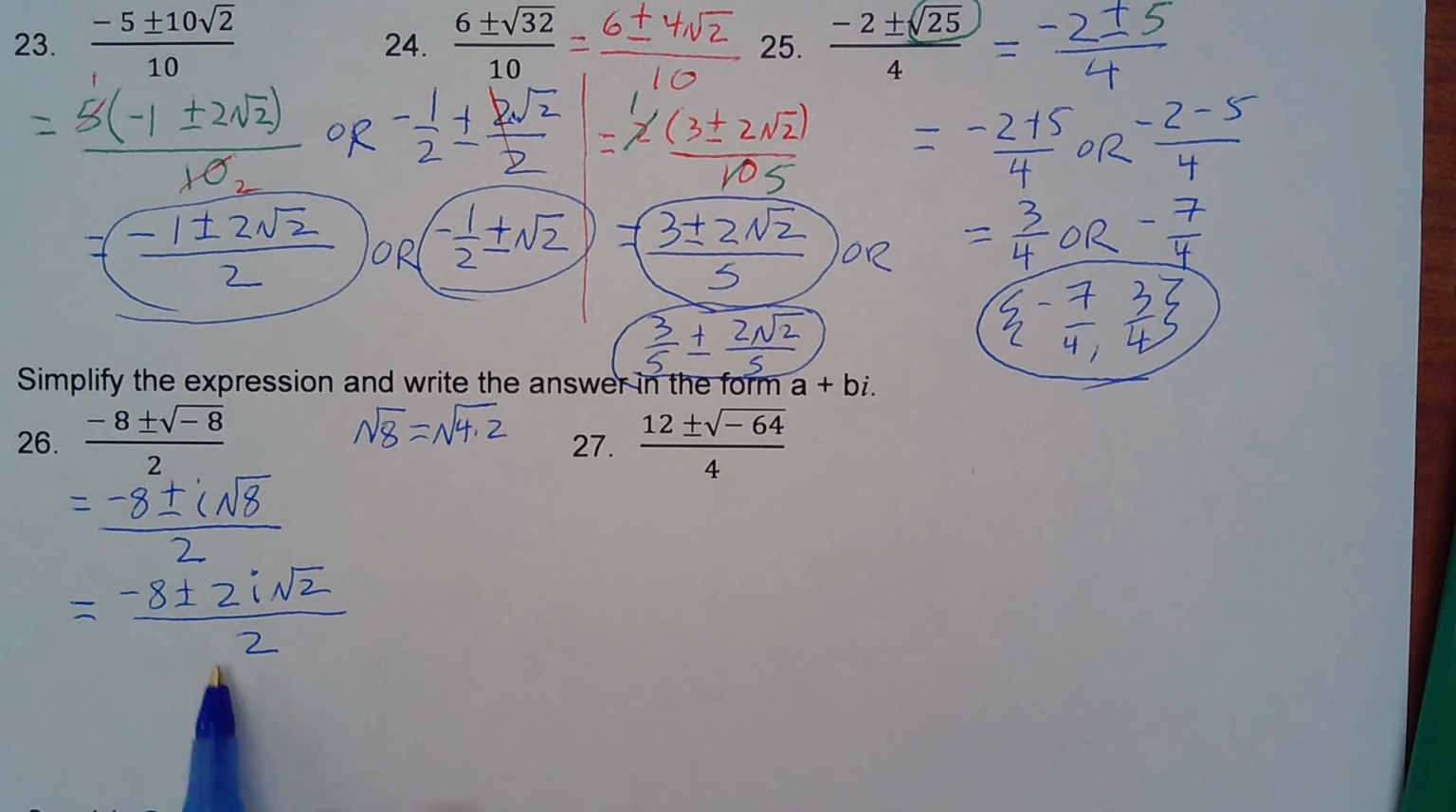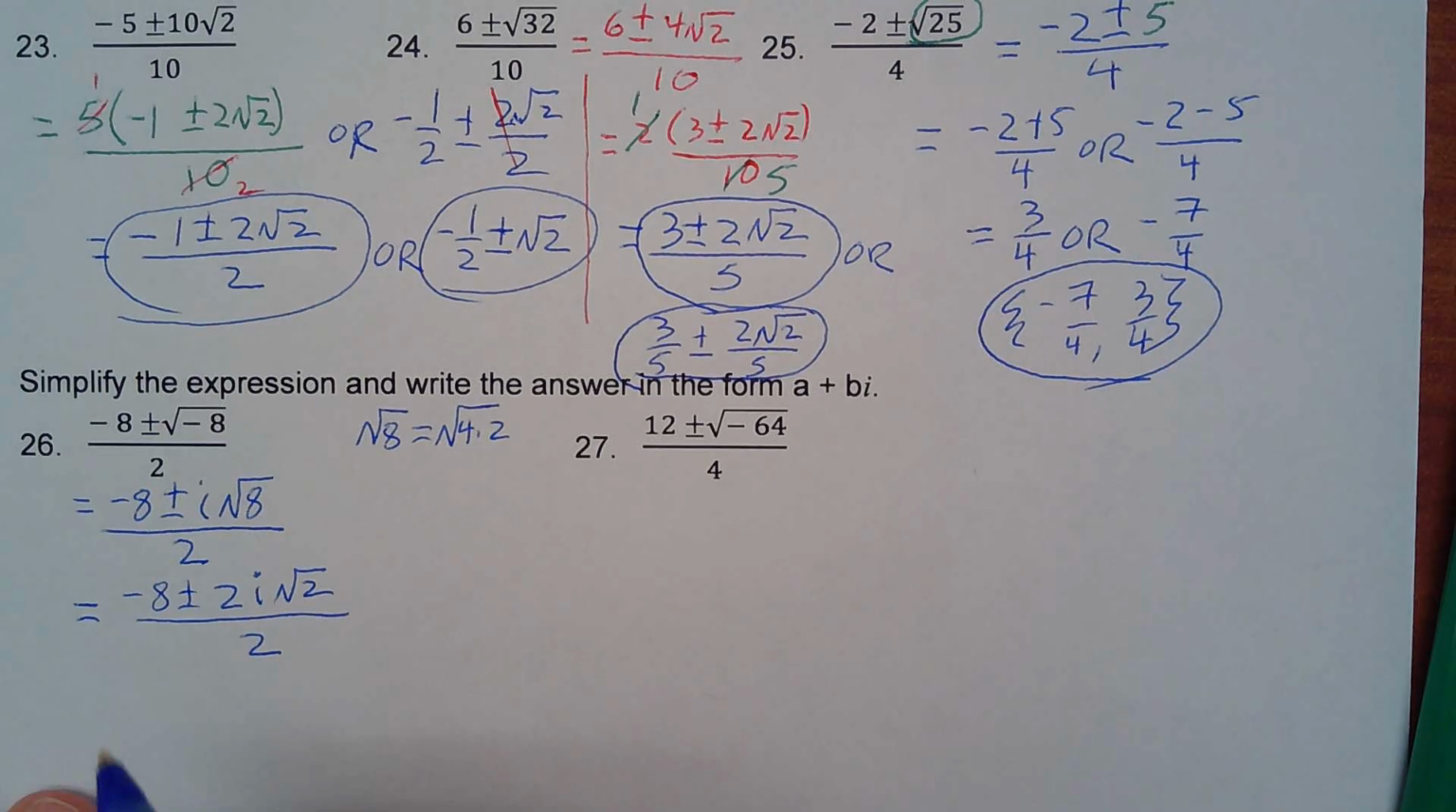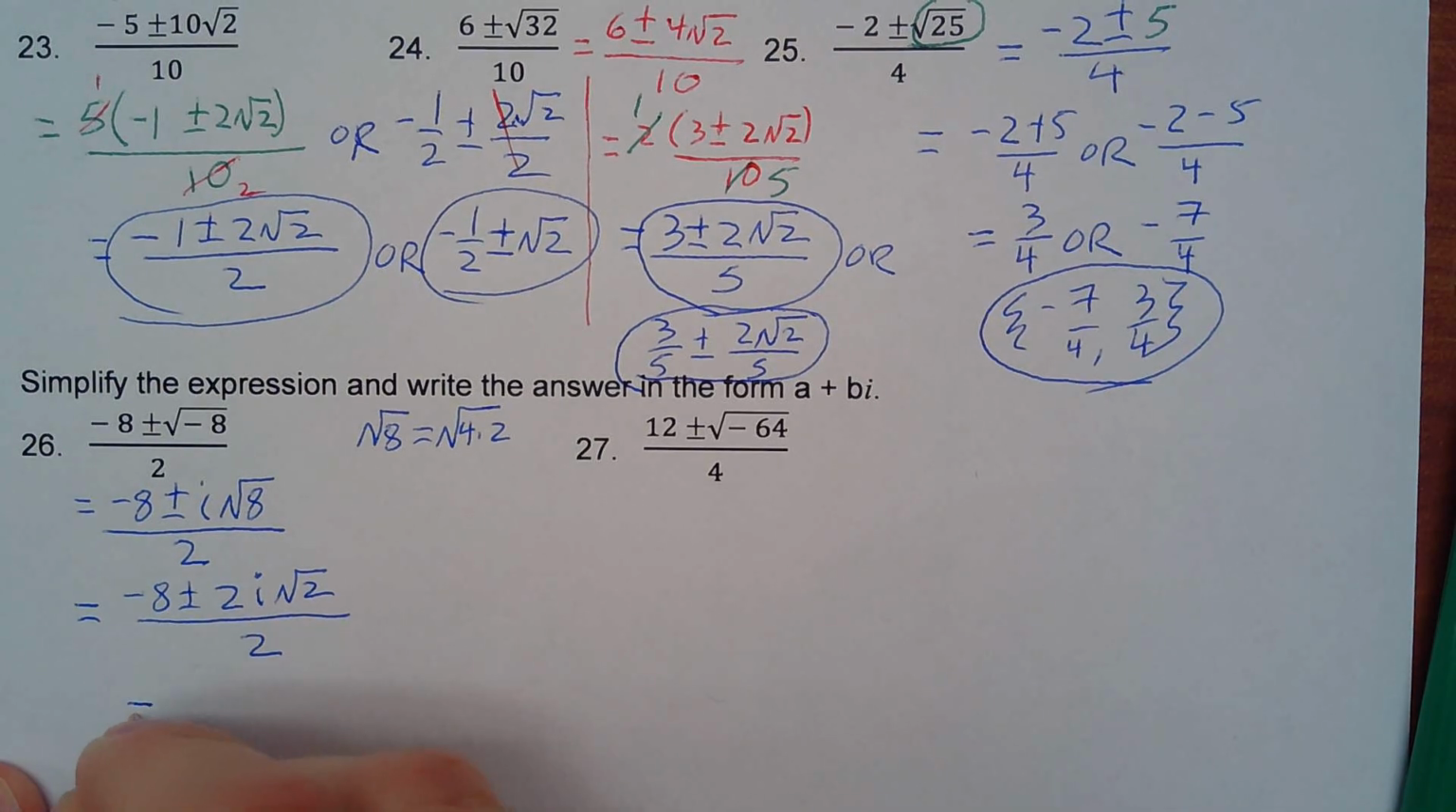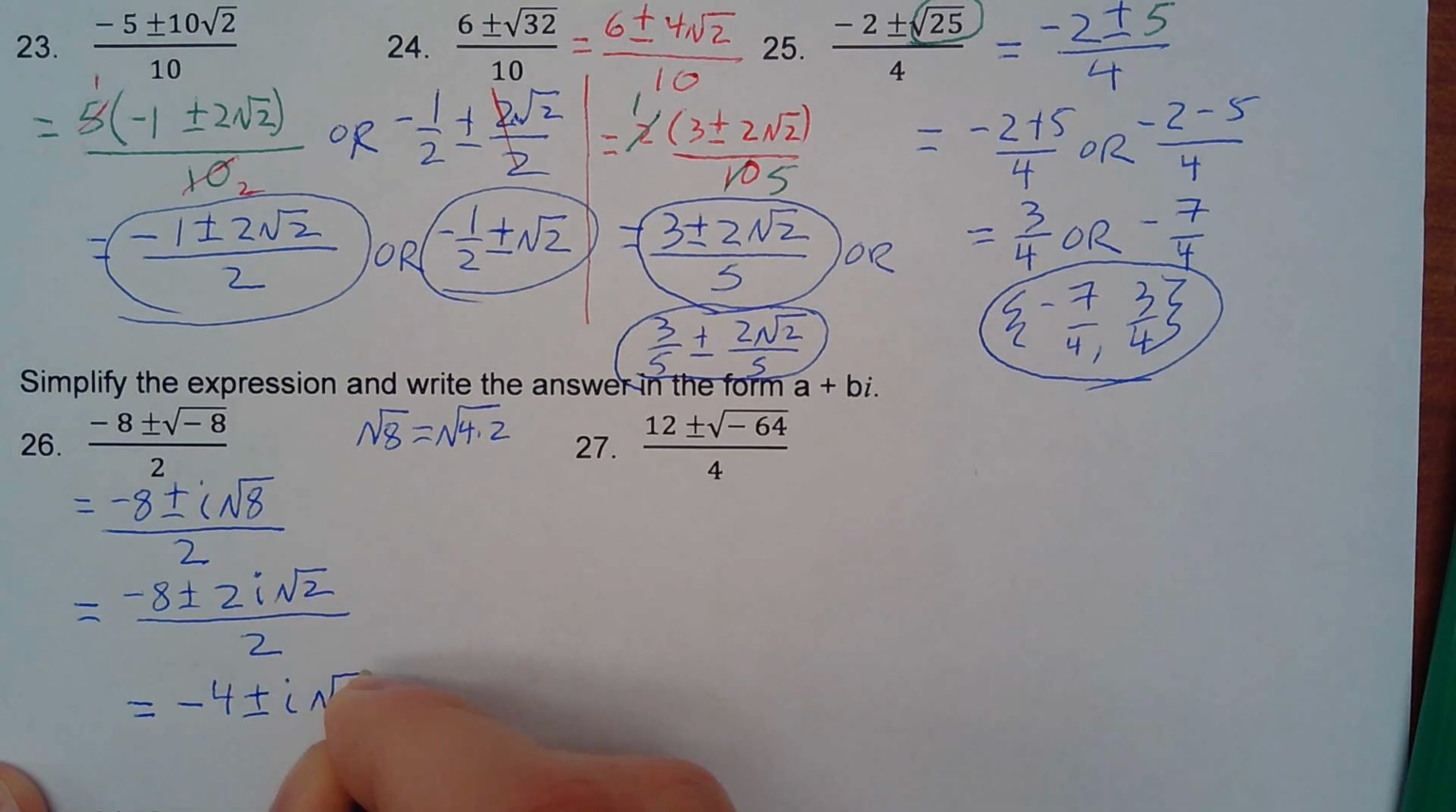And so now I can divide each term here by the 2. So I have to make sure I do it to both. That's going to give me a negative 4 plus or minus i square root of 2.